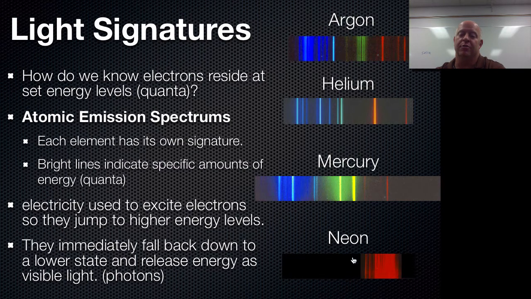So here are four different elements: argon, helium, mercury, and neon. We see that they exhibit bright line spectrums, where a lot of energy is released at this particular wavelength, and this particular wavelength, and so forth. Because electrons have quantized, set amounts of energy at their different levels, when they fall down they always give off a certain color of light, which we see as these bright line spectrums. Because we see bright line spectrums, we know the energy isn't spread out over a long range. It's very specific to certain lines, or certain wavelengths.